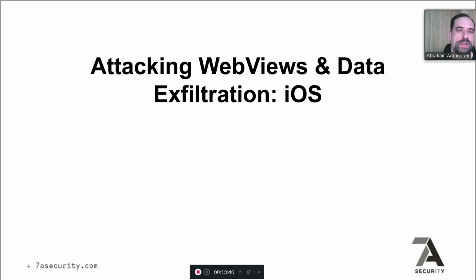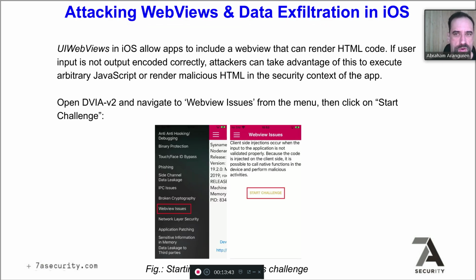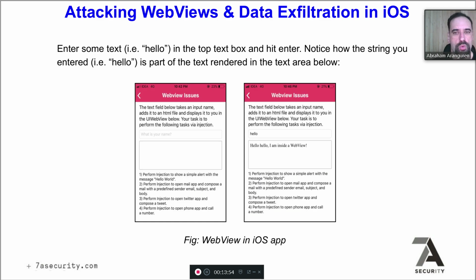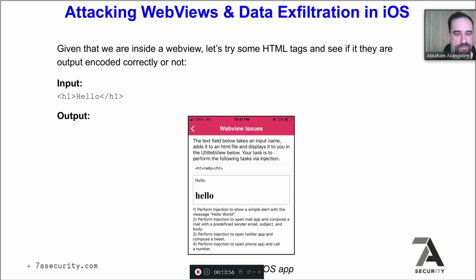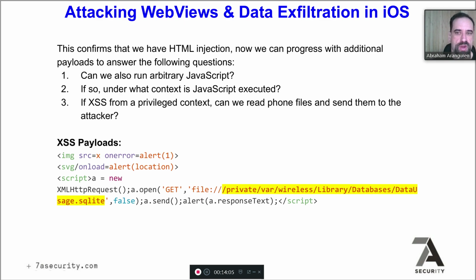So now let's do the same on iOS, right? So on iOS, the attack is kind of similar. We will use the Damn Vulnerable iOS app version 2. So you go to web view issues, start challenge, and here on "what's your name", we will be trying the payload. So very similar methodology. Hello with h1 tags is going to show "Hello". And then we can try alert one, alert location, and then try to read some local file, like for example, the contacts or the data usage or stuff like this from known locations on iOS, right?